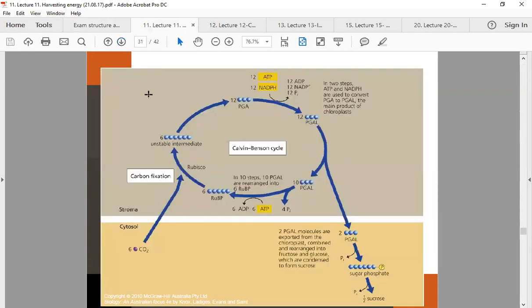All right, now let's look at the second part of C3 photosynthesis. And it used to be called the dark reactions because it doesn't require light, not because it happens in the dark, it just doesn't require light. But it's now more commonly referred to as the light independent reactions. All right, firstly, where does this part of photosynthesis occur in the cell?